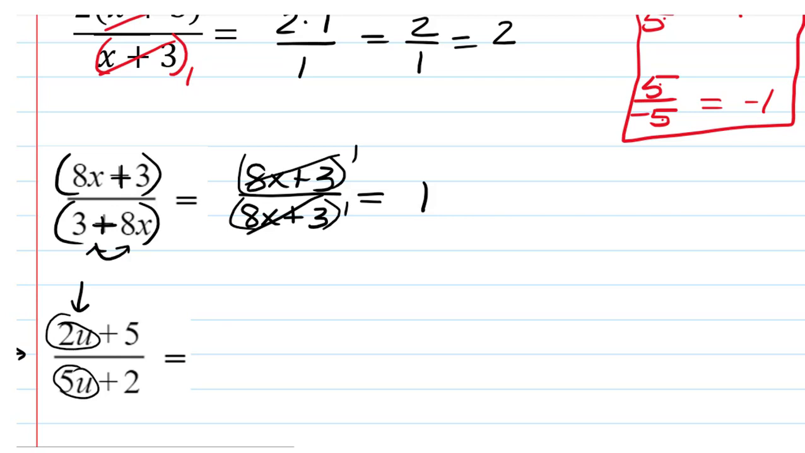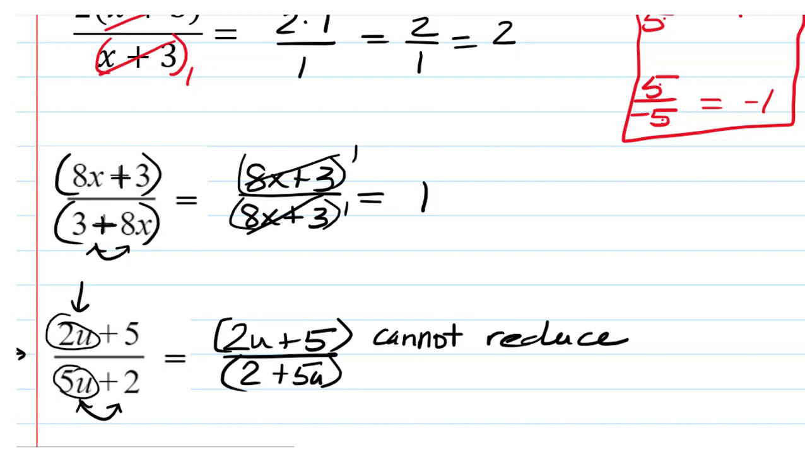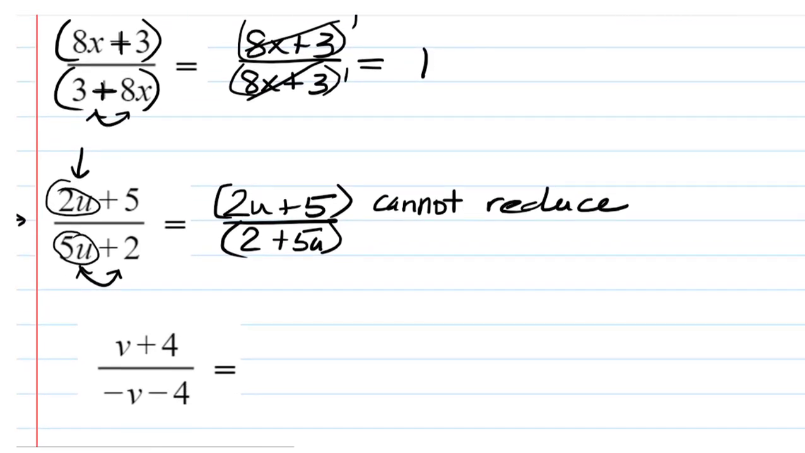5 is the coefficient. So even if we were to rearrange by reordering the addition, say in the denominator, these don't match up. This is not the same pair of terms, and this is not the same pair of terms. And the entire expression, the entire factor has to be the same in order to be reduced. So we cannot reduce. We don't have the same factor, and we don't have opposites.